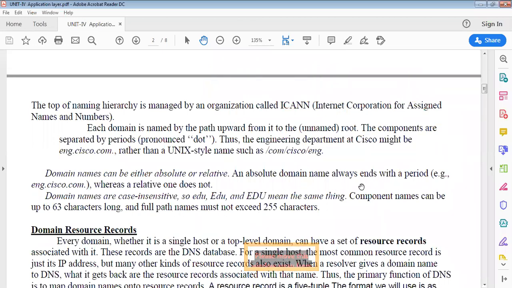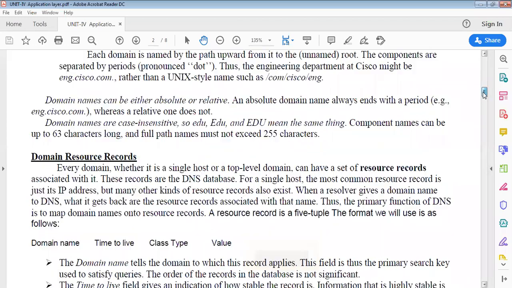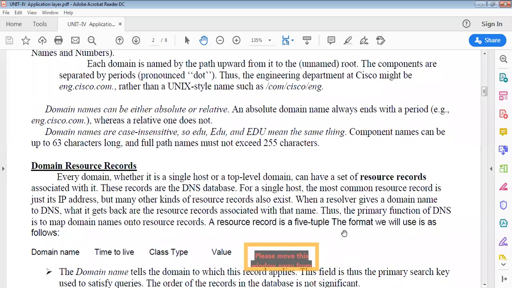Once this is done, we have the domain resource records. Let us understand what the domain resource records are. Resource records are nothing but entries associated in the database. A top level domain can have a set of records. These records are nothing but the DNS database. So let us understand this now.